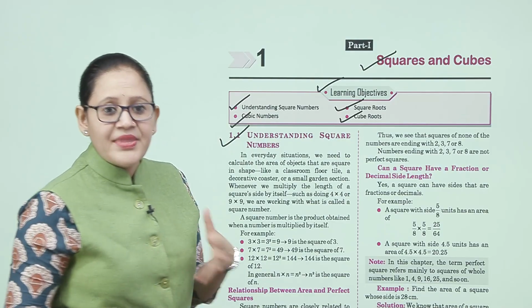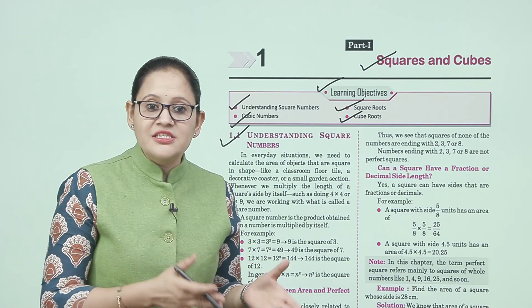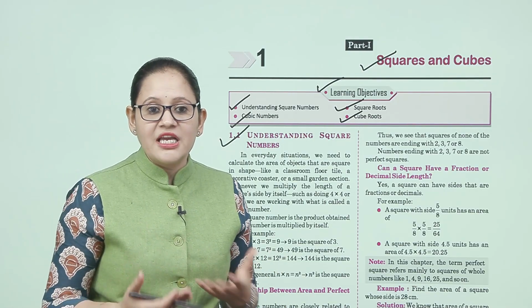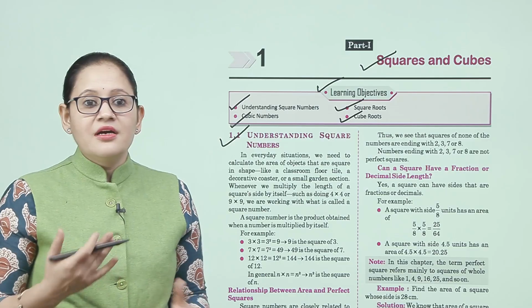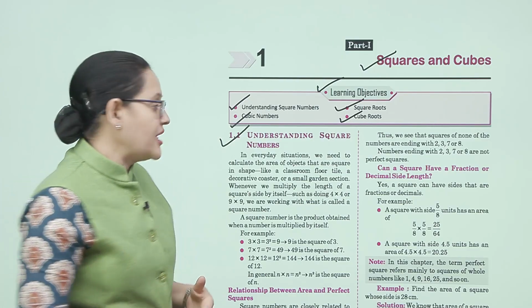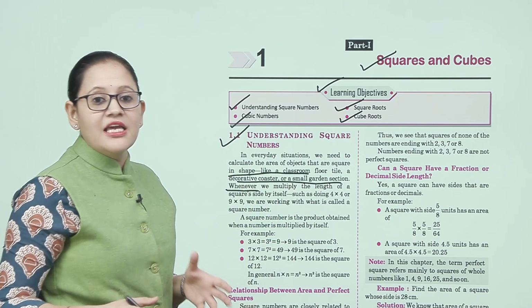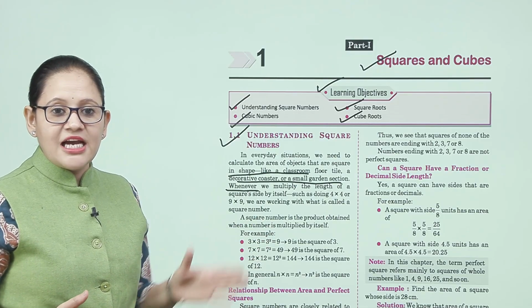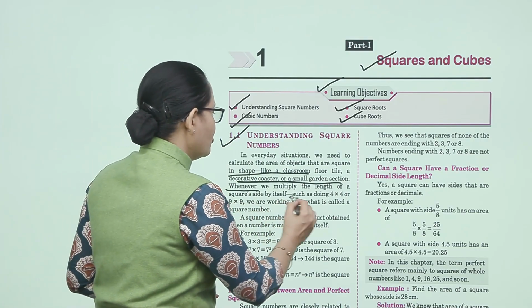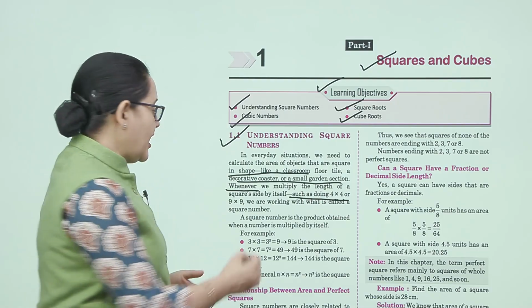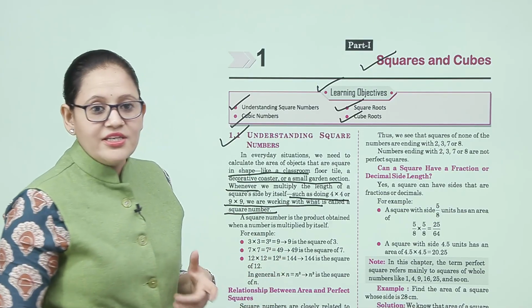So what are square numbers? In everyday situations, we need to calculate the area of objects that are square in shape. We always find area in squares, like a classroom floor tile, a decorative coaster or a small garden section. In all of these we need squares. Whenever we multiply the length of the square side by itself, such as 4 into 4 or 9 into 9, we are working with what is called a square number.